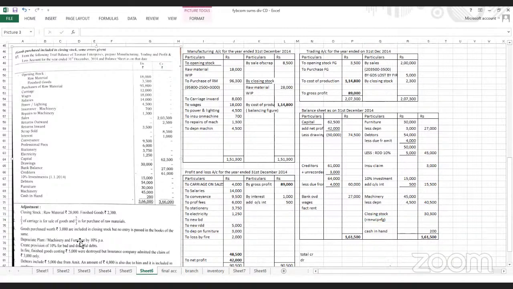Okay. The third adjustment is goods purchased worth 3,000 are included in closing stock, but no entries were passed in the books of the same. These purchases are unrecorded. So what is the entry for this unrecorded purchase? Add to purchase and add to creditors. Okay, you can see here. In manufacturing, I have added 3,000 to the purchases, and on the liability side, I have added 3,000 to creditors. Unrecorded purchase entry is add to purchase and add to creditors.